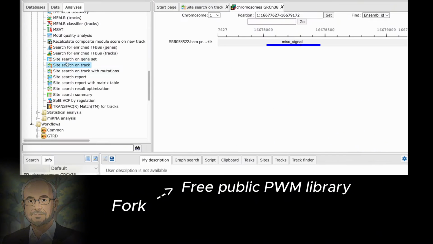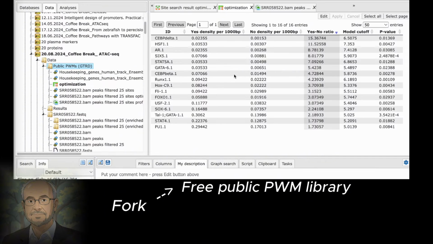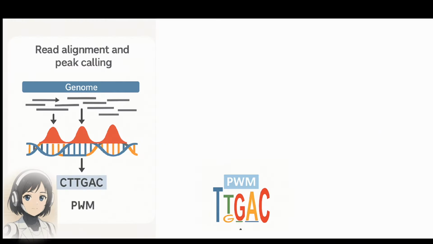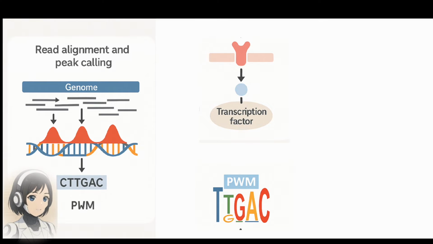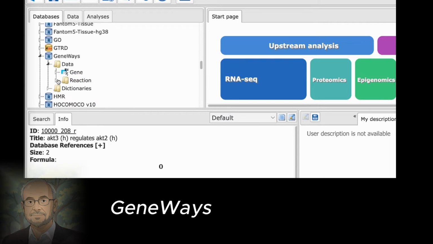You can scan your peaks against public PWMs and get a preliminary list of transcription factors. It's like having a small pocket dictionary. It works, but it won't contain every word you might need. Once I have this list of transcription factors, how do I figure out what's upstream, what's regulating them?